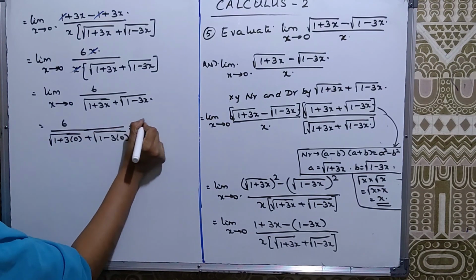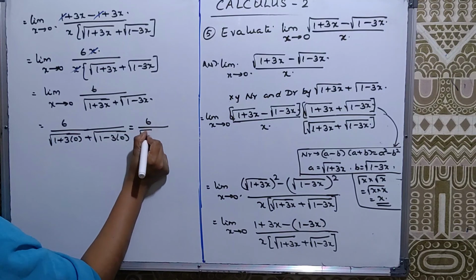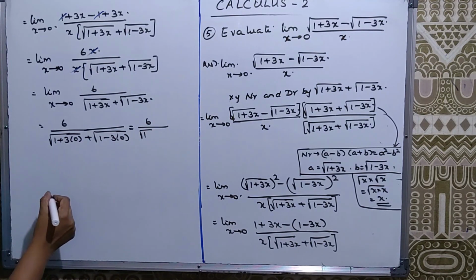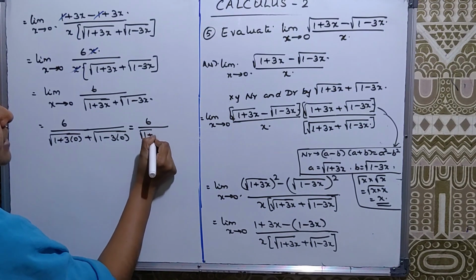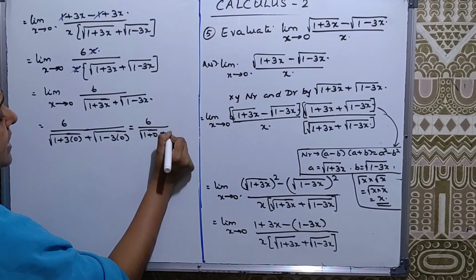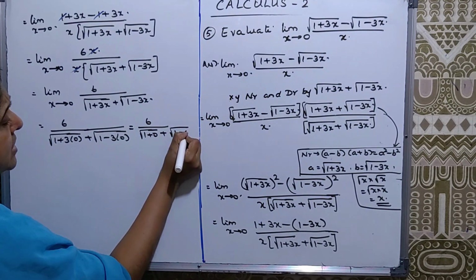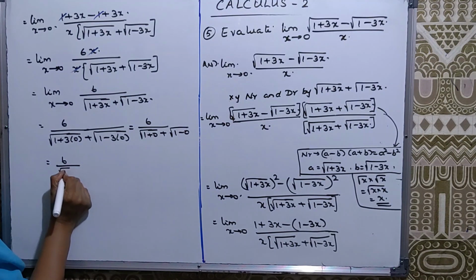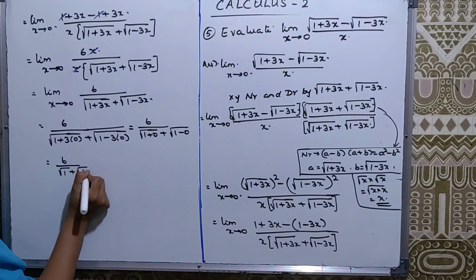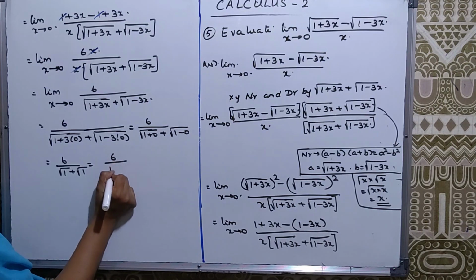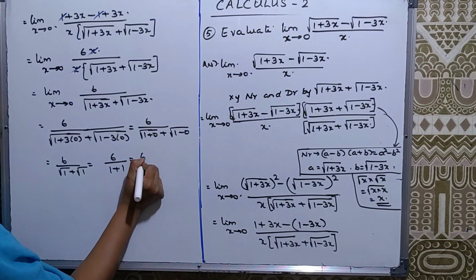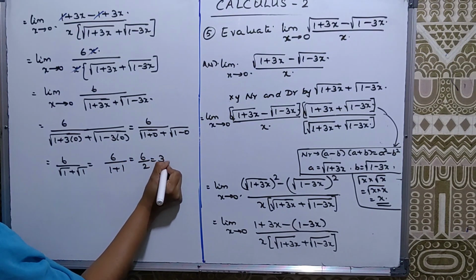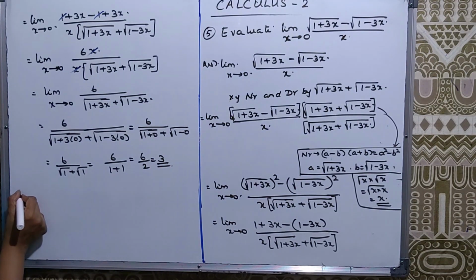So that will be equal to 6 divided by root of 1 plus 3 into 0, which is 1 plus 0, that is 1 itself, plus root of 1 minus 0. So that will be equal to 6 divided by root of 1 plus root of 1, which is equal to 6 divided by 1 plus 1. It is 6 by 2, which is equal to 3. Now we'll go to question number 6.